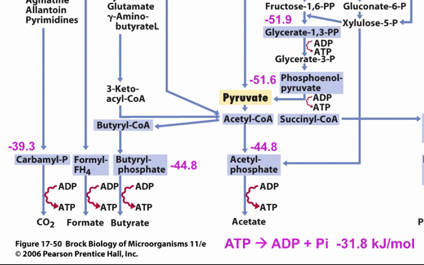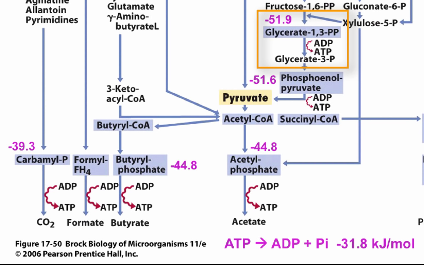So to make an ATP, you require 31.8 kilojoules per mole. Let's take an example to look at this. The ones that I have here are the ones that I could find in the table. So I'm not looking at the ones with amino acids, for example propionyl phosphate or 2-alkyl acetyl phosphate or 2-aryl acetyl phosphate.